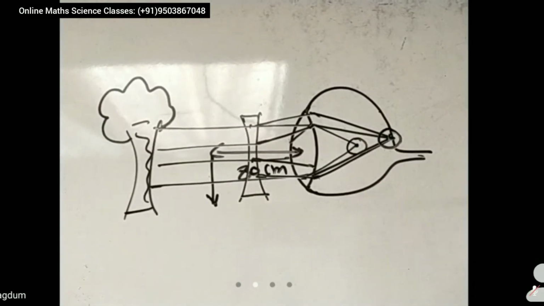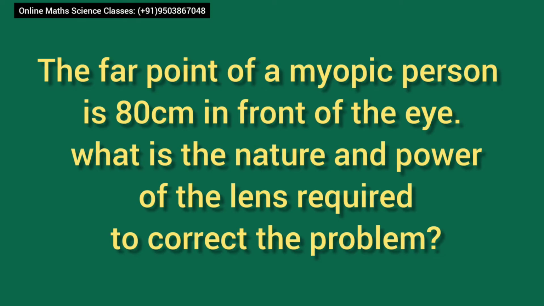I hope you have understood. And this is the correction of myopia. This is the short explanation for the correction of myopia. The question is, the far point of a myopic person is 80 cm in front of the eye. What is the nature and power of the lens required to correct the problem? So let's find its solution in detail.